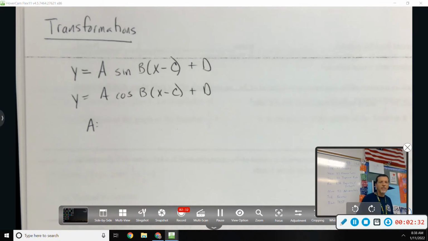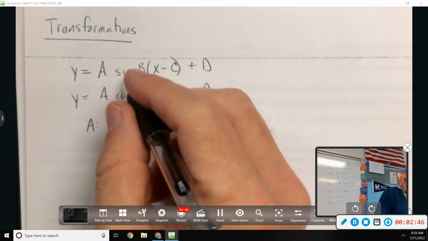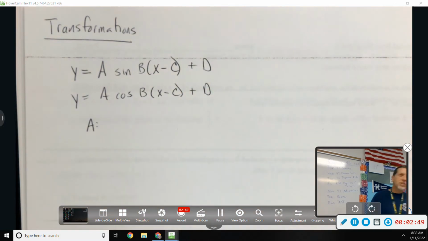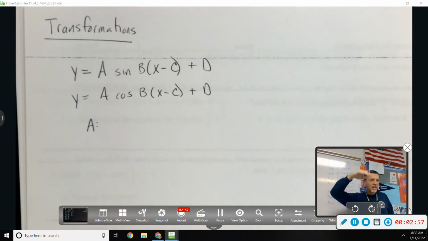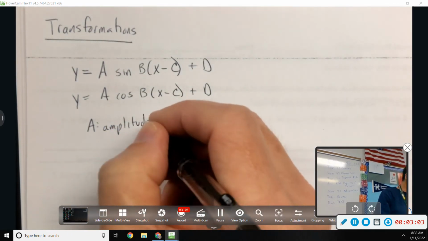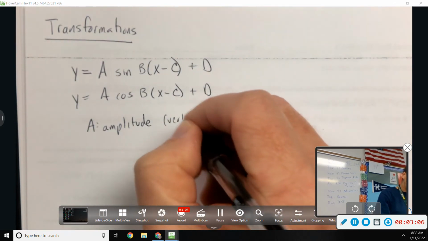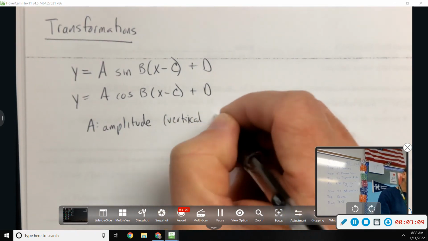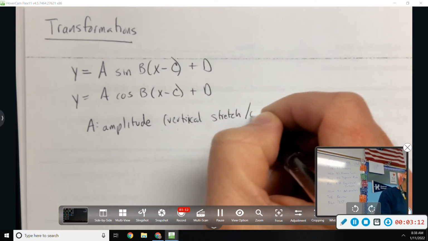A, the number out front, the multiplier out front. Any guesses on what that does based on your prior knowledge of parent functions and transformations? It's a stretch and compress. Now, with wave functions, it has a special name. We used it once or twice yesterday. What's the name for what controls how tall it is above and below the midline? Amplitude. That's exactly right, though. It's a vertical stretch if it's bigger than 1, compress if it's less than 1.